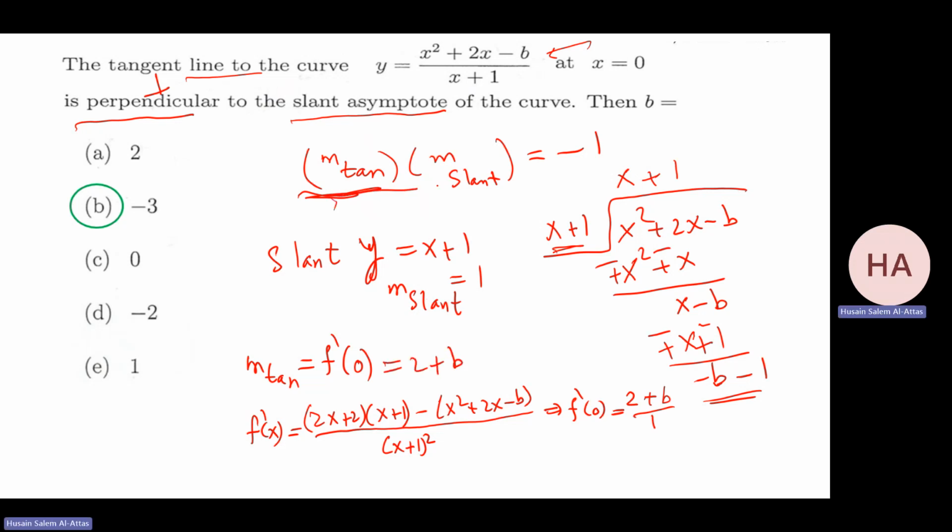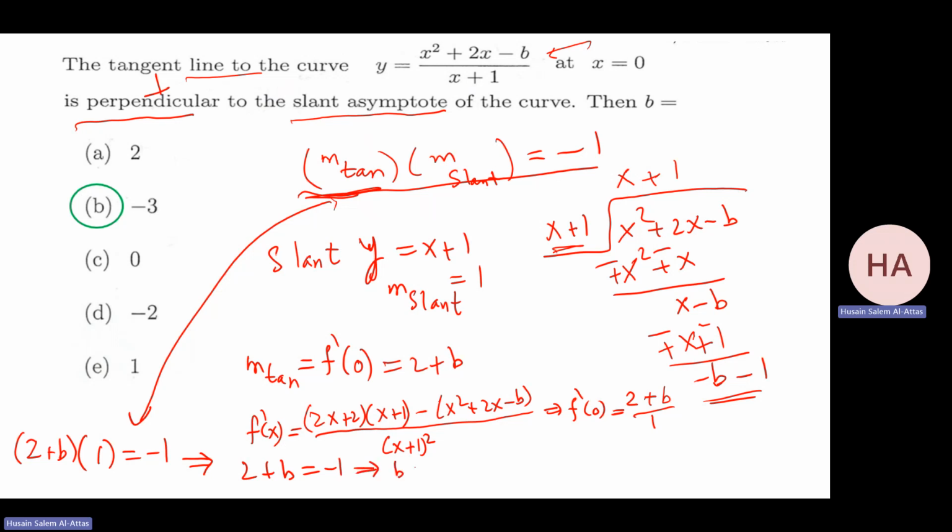So I use this relation. This relation gives me what? 2 plus b times 1 is equal to minus 1. So that implies 2 plus b equals minus 1. That implies b equals minus 3. And this is what I'm looking for.